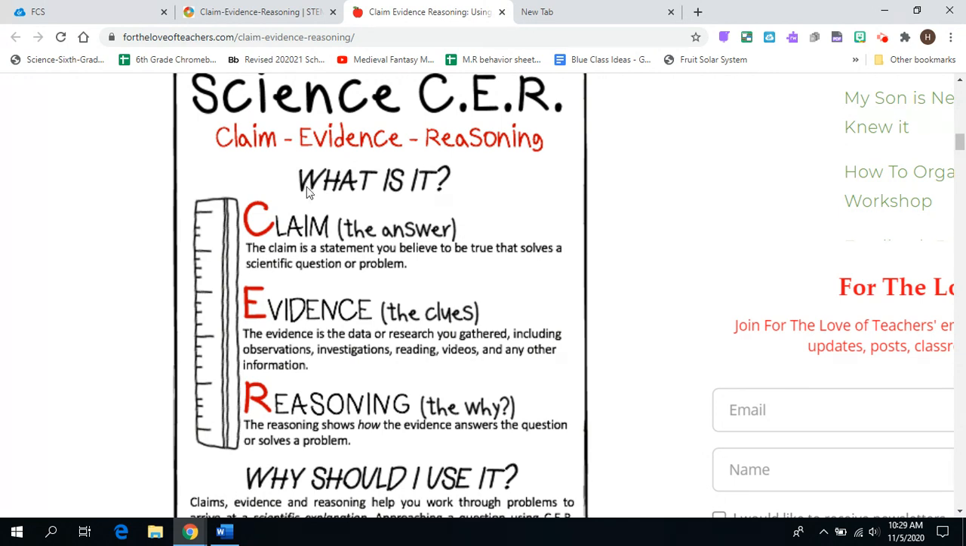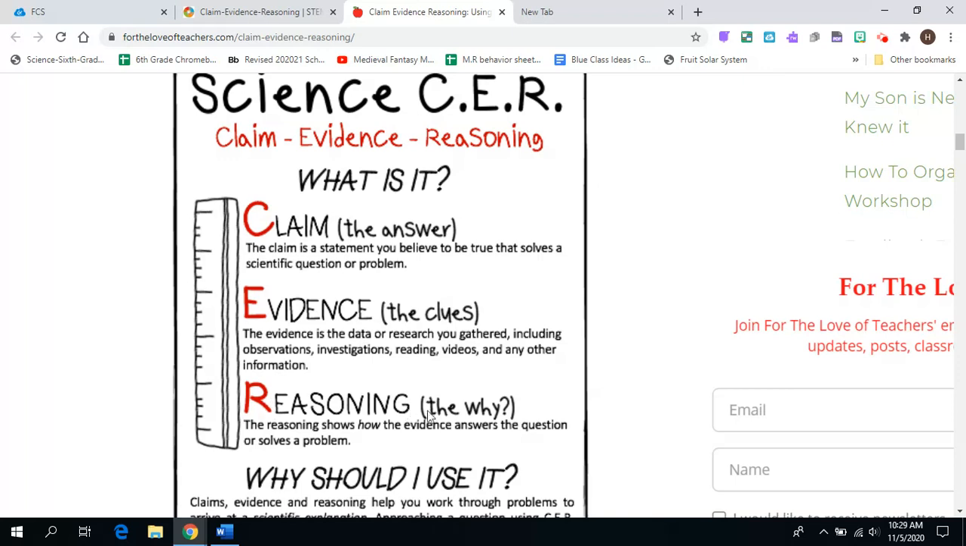So a CER, let's remember the C stands for claim, and this is your answer. So for right now, this can just be one sentence. Perfectly fine, but just tell me the answer to the question in your claim. The E stands for evidence. These are your clues. So the evidence is the data. You need to include numbers in here. This is where your numbers need to be.